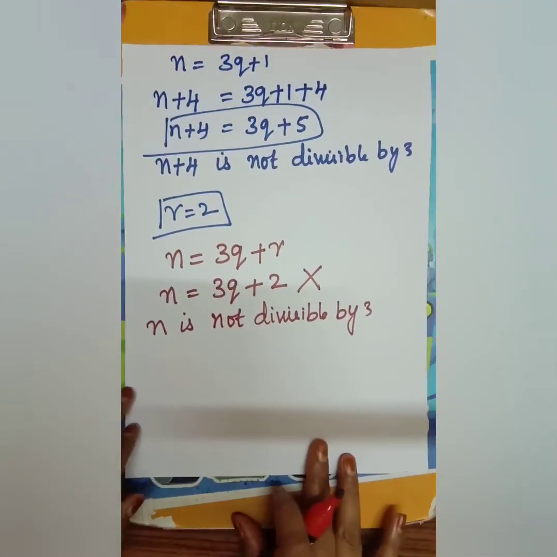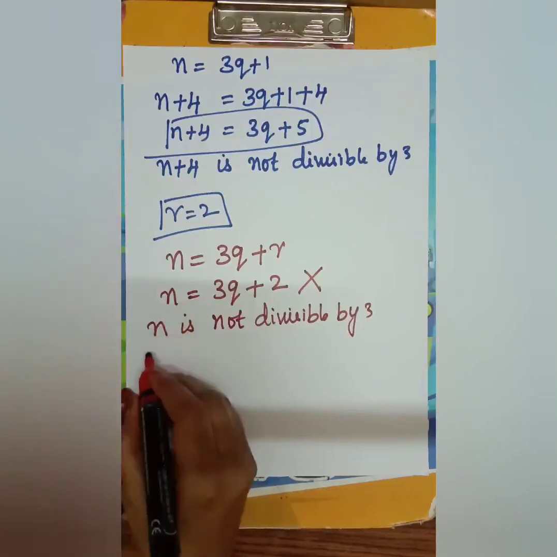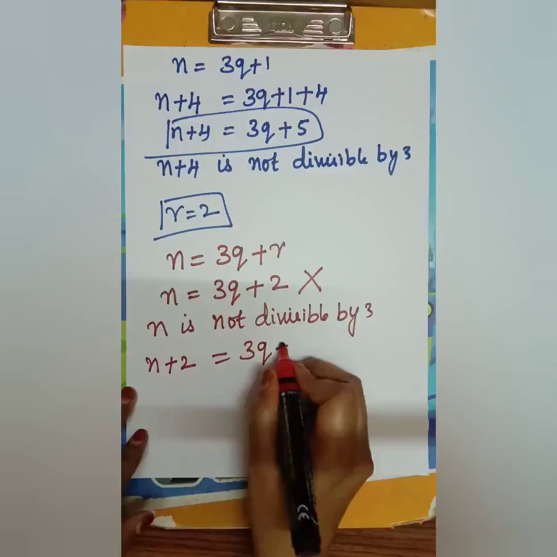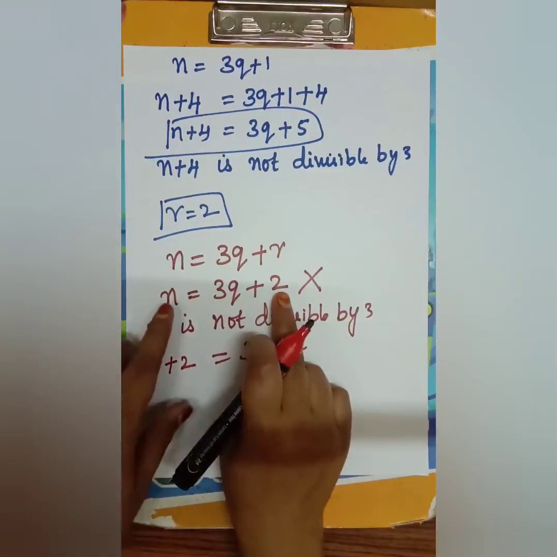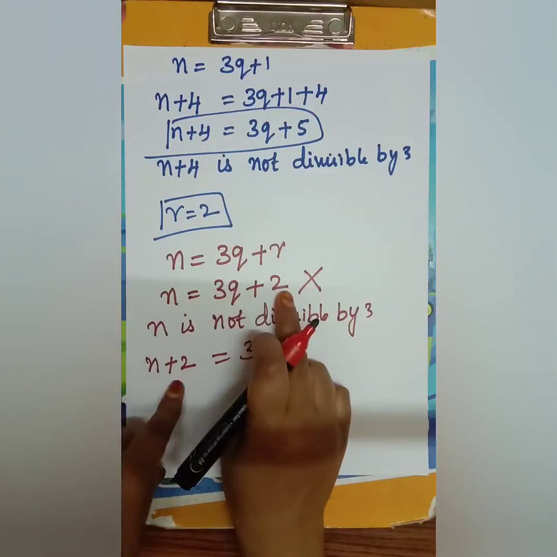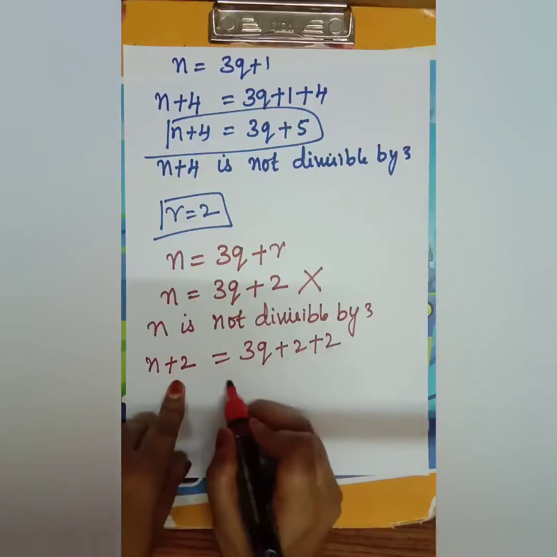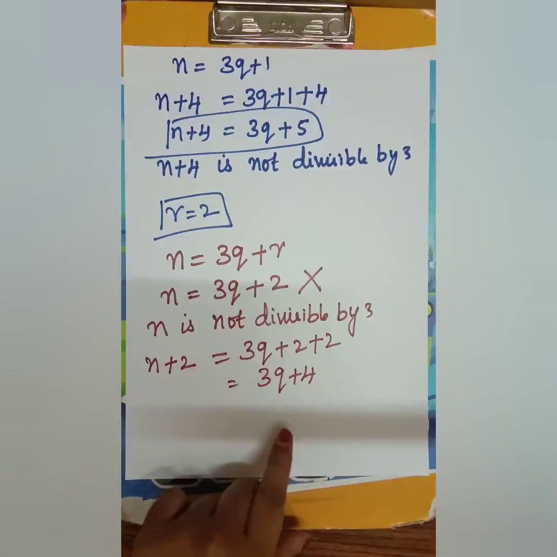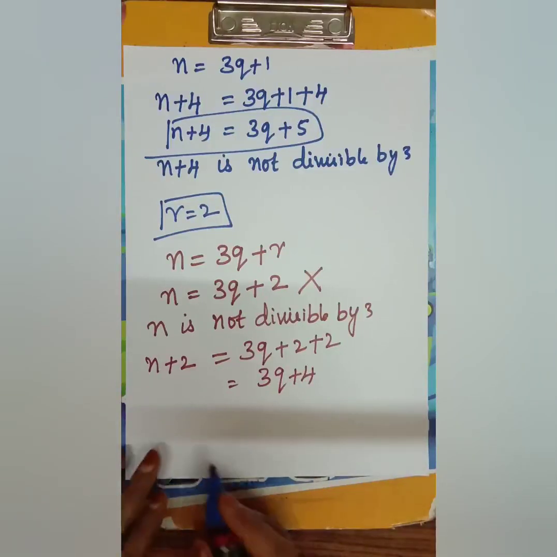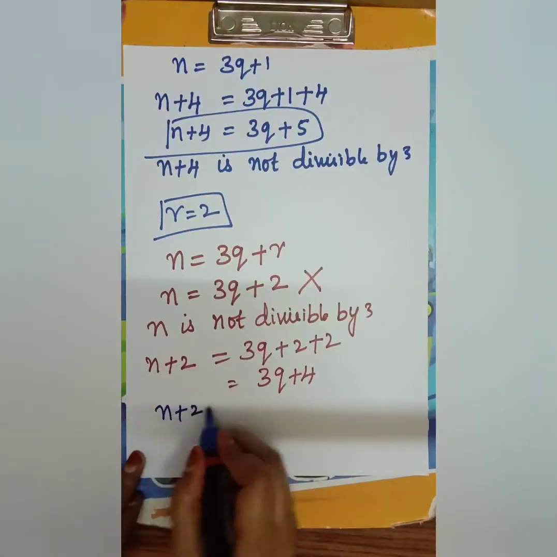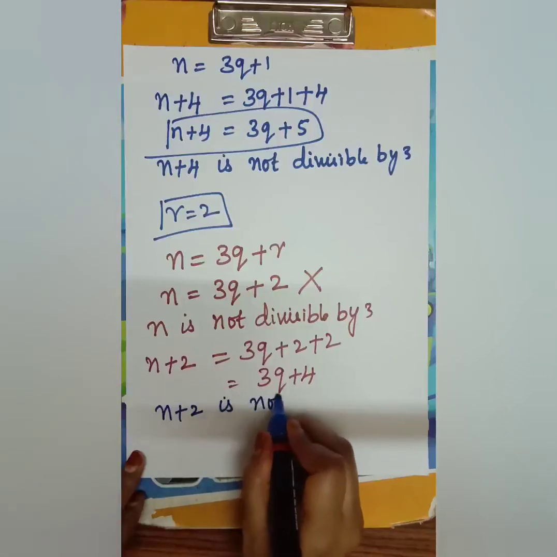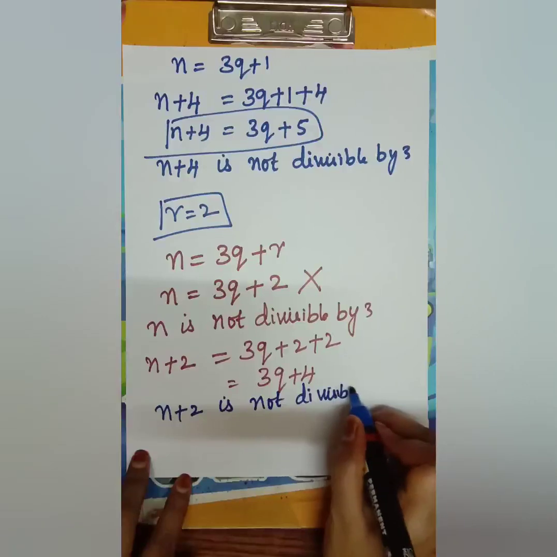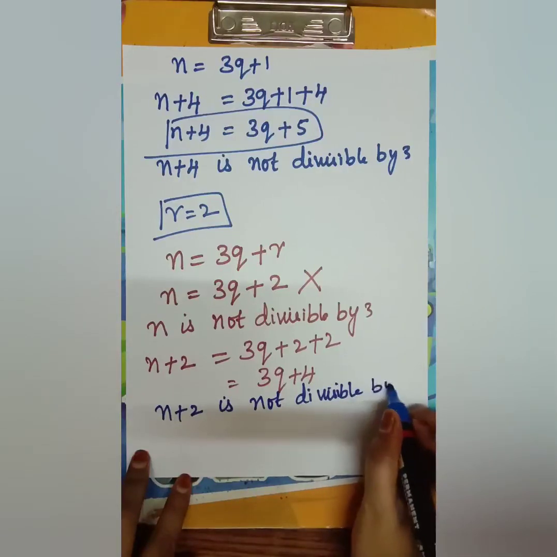Now we have to check whether n plus 2 is divisible. Add plus 2. n plus 2 is equal to 3q plus 2, see n value is 3q plus 2, plus 2 we have to add again. That is 3q plus 4. Now check: 3 ones are 3, 3 plus 4 is 7. That means n plus 2 is not divisible by 3.